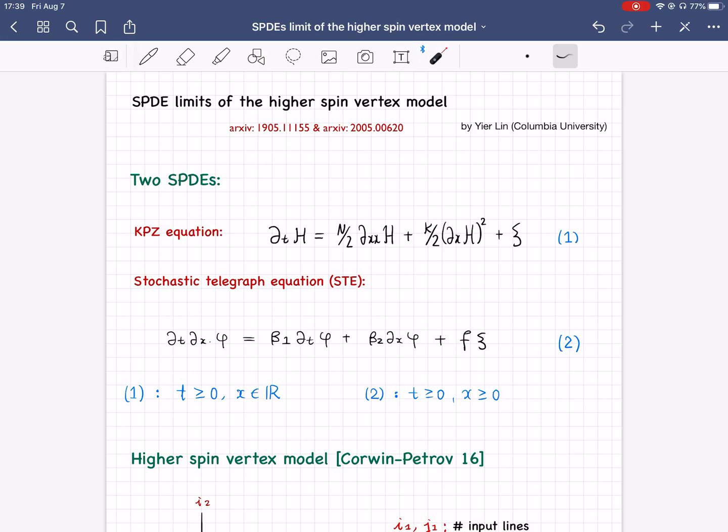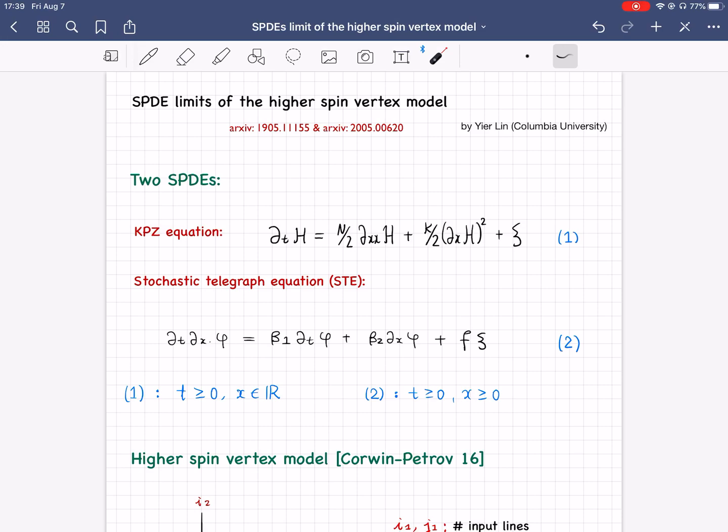So we're interested in two SPDEs in this talk. The first one is the KPZ equation, which is given by the following form. So nu and kappa are some coefficients, with nu to be positive, and ξ is the spacetime white noise. The second SPDE is the stochastic telegraph equation, which is given by the following form here, with beta 1 and beta 2 to be some coefficients, and f to be some deterministic function in t and x, which is given, and ξ is the spacetime white noise.